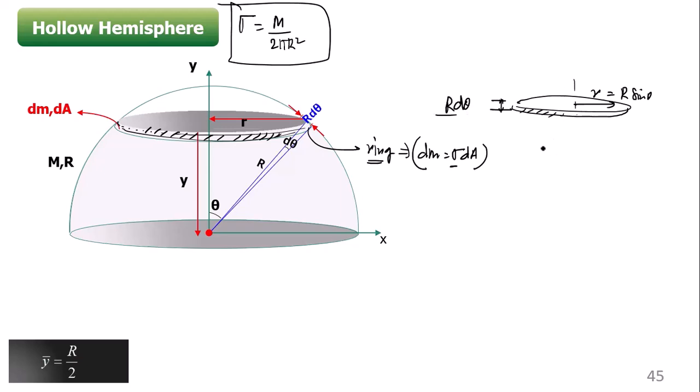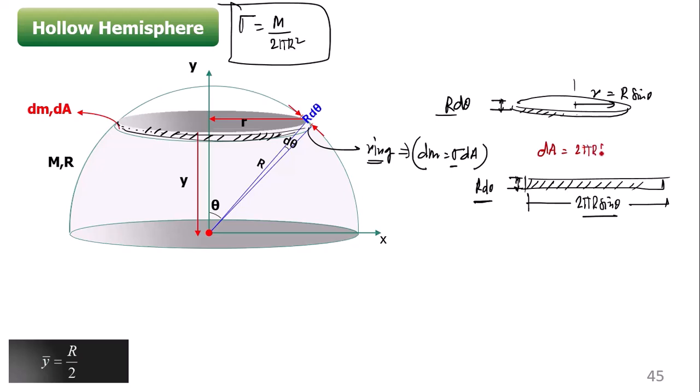If I cut the ring and make it straight, I get a rectangle-like thing. This is the total perimeter, that is 2 pi R sine theta, and this is the thickness, R d theta. Once I cut the ring, I can estimate the area dA of this ring. That is 2 pi R sine theta into R d theta. So dA should be equal to 2 pi R sine theta multiplied by R d theta. That is our dA.